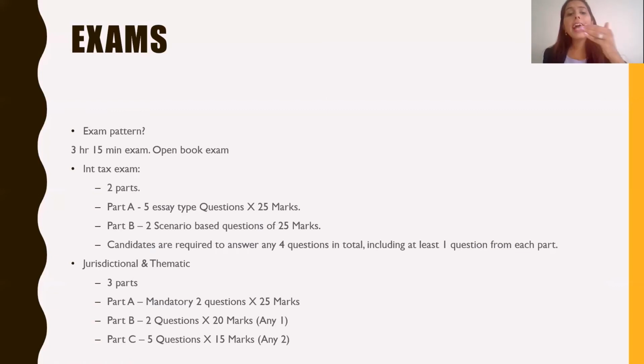For the jurisdiction and thematic modules, the paper is divided into 3 parts. Part A is mandatory, which consists of 2 questions of 25 marks. Part B consists of 2 questions of 20 marks, out of which you are required to attempt any 1. Part C consists of 5 questions of 15 marks, out of which you are required to attempt any 2. So that is how the exam pattern is going to be. Paper 1, which is international tax, has only 2 parts, whereas jurisdictional and thematic papers have 3 parts.